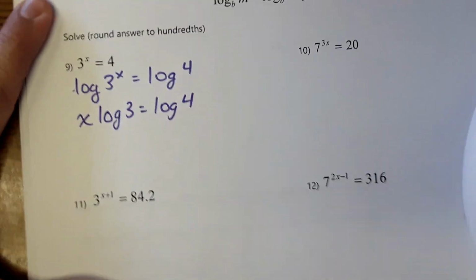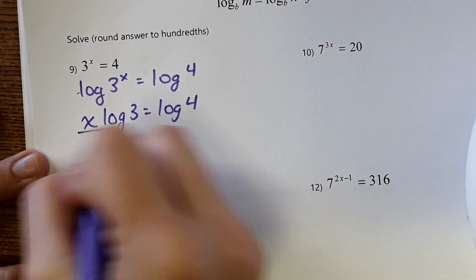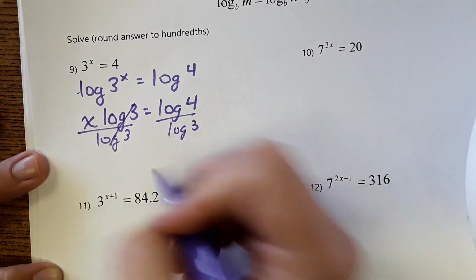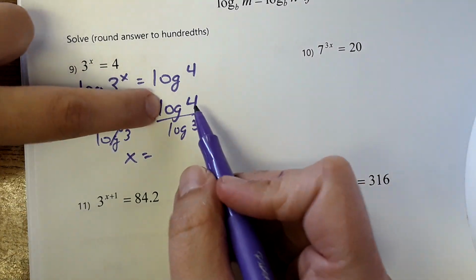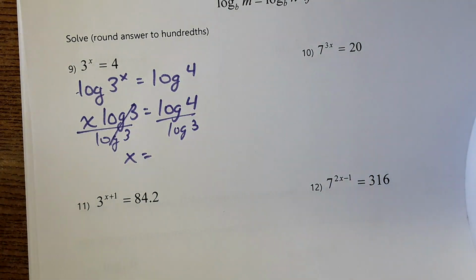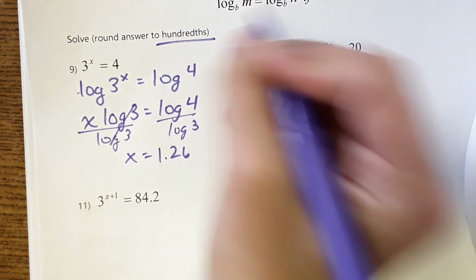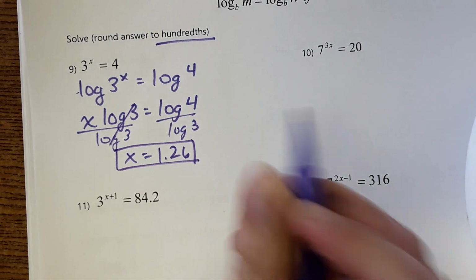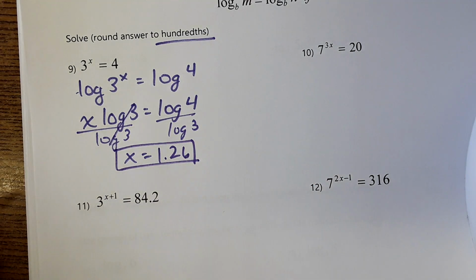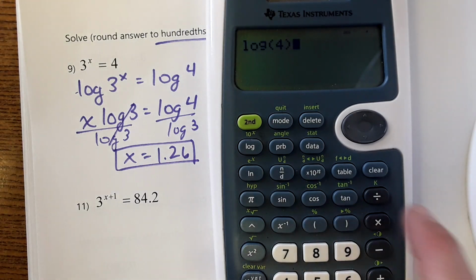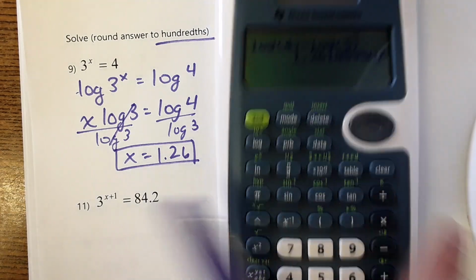And at this point, we're going to be solving for x. So we need to divide both sides by log 3. x equals this divided by this, and it comes out to 1.26. This says to round to the hundredths, so we're going to stop rounding there. 1.26. Okay, and if you want to see how I would put that in the calculator, log of 4 divided by log of 3, and there you get the value.